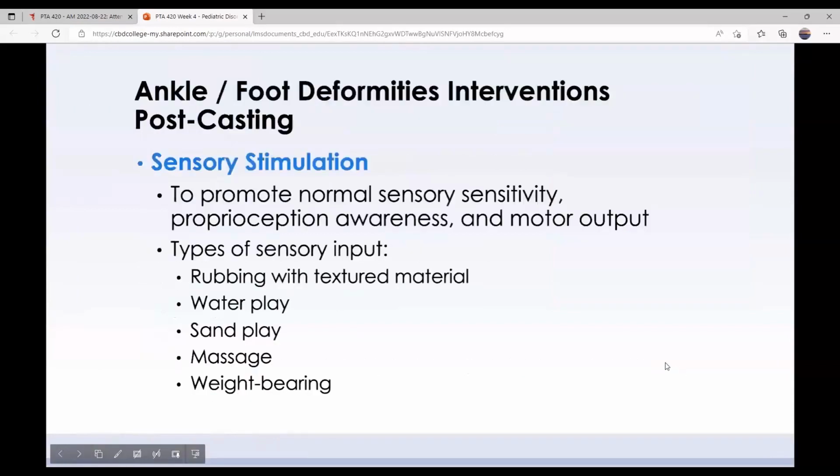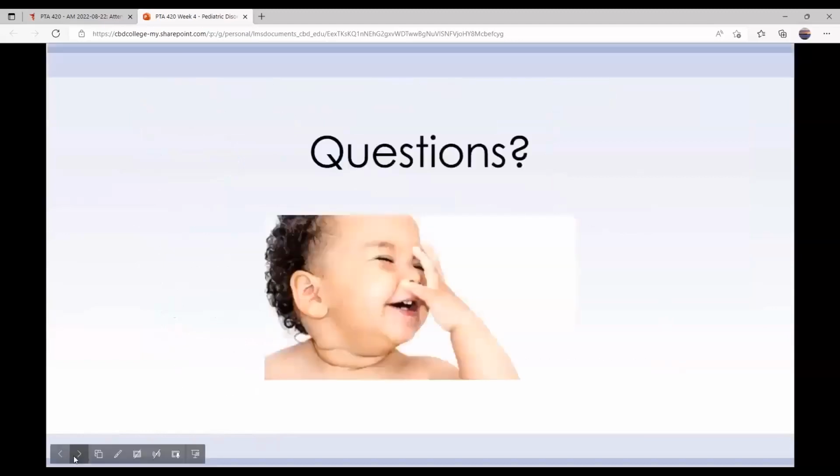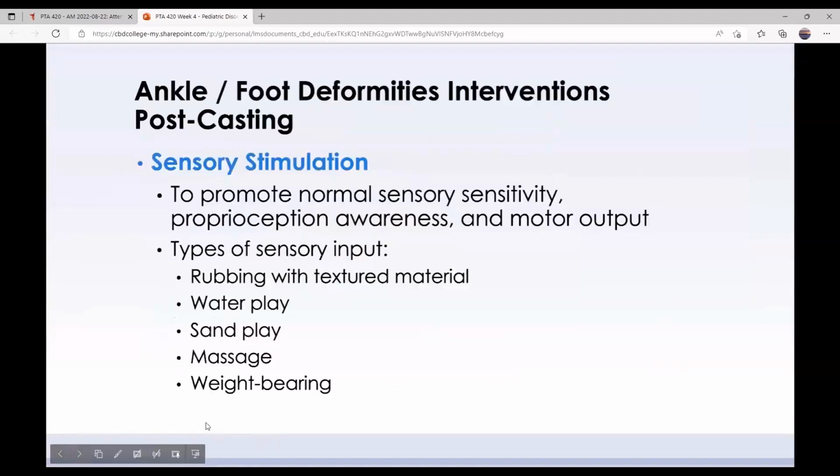And then what we want to do is, they're then in a cast for so long, they've been deprived of sensory input. So the baby may be hypersensitive to touch. So what we want to do is try to restore that sensory integration and stimulation again with all of these.